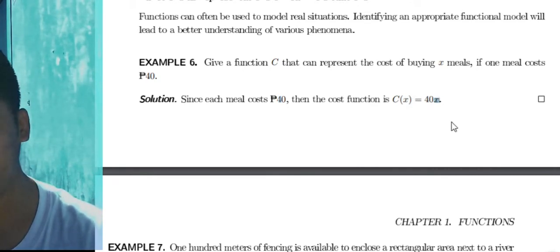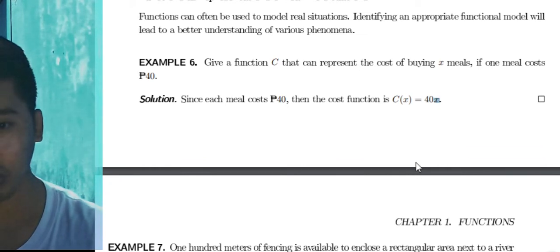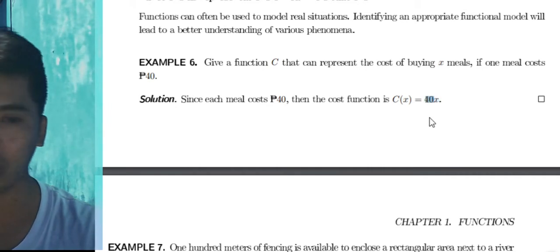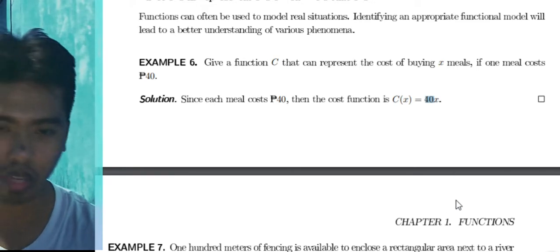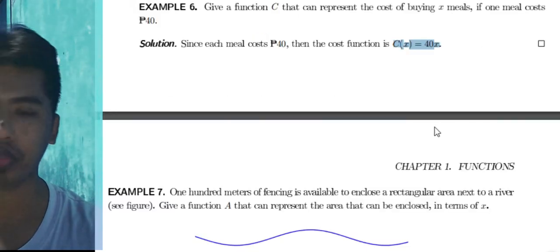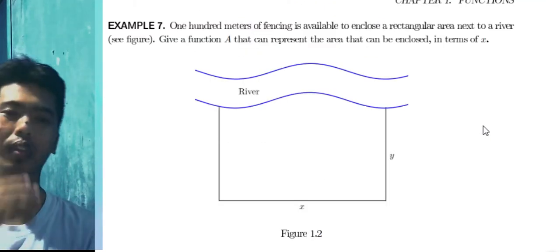Since the x is the number of meals, and you don't know it yet, that's why you put the variable x for meals. Then the 40 here represents the cost of every meal. So that's why this would be your solution. Now let's proceed to example number 7.